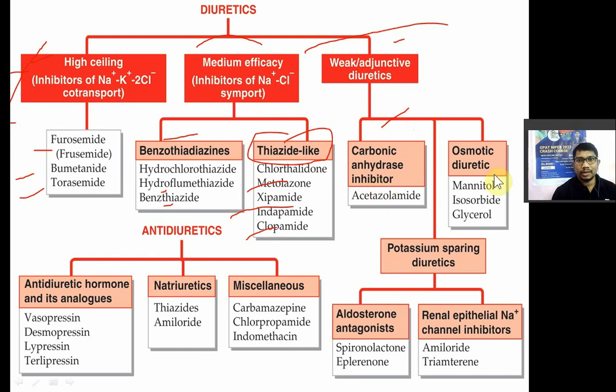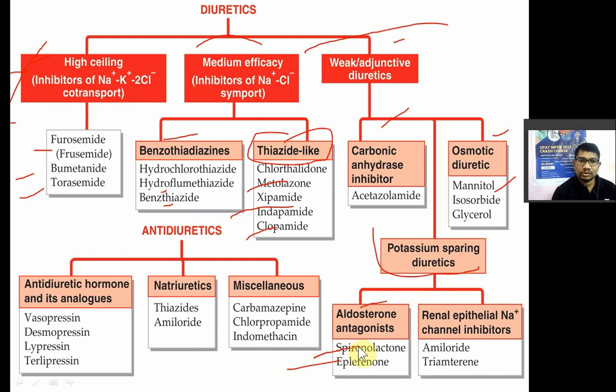Okay. Then second class is nothing but the osmotic diuretics. So in that you have mannitol, isosorbide, glycerol. So remember, mannitol is a drug used to decrease the intraocular tension, used to decrease the intracranial tension in head injury or cranial operations. Potassium sparing diuretics. So in that you have aldosterone antagonists like spironolactone and eplerenone.